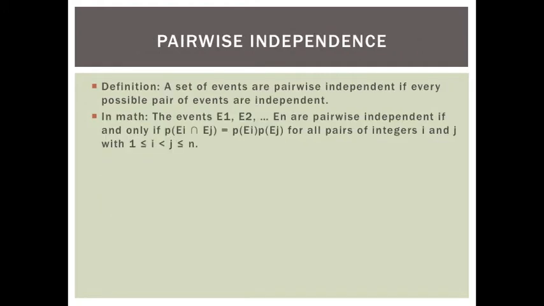Let's talk about pairwise independence. A set of events are pairwise independent if every possible pair of events are independent. In math speak, the events E sub 1 through E sub n are pairwise independent if and only if the probability of the intersection of E sub i and E sub j is equal to the probability of E sub i times the probability of E sub j, for all pairs of integers i and j, with 1 less than or equal to i, less than j, less than or equal to n.